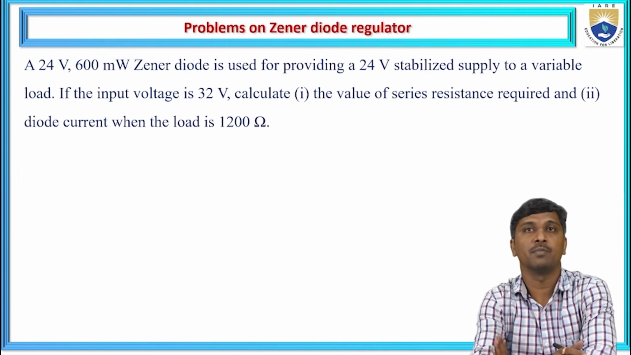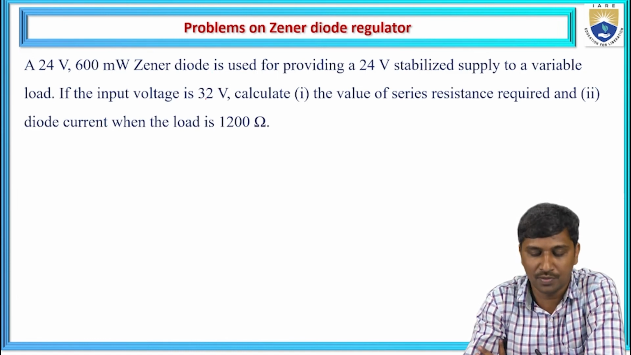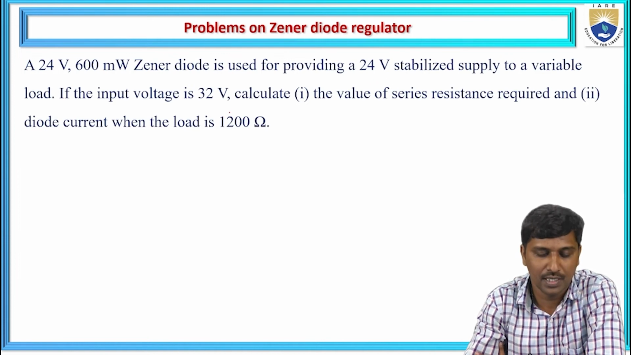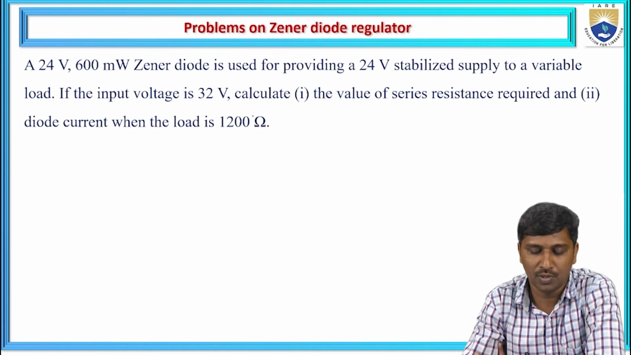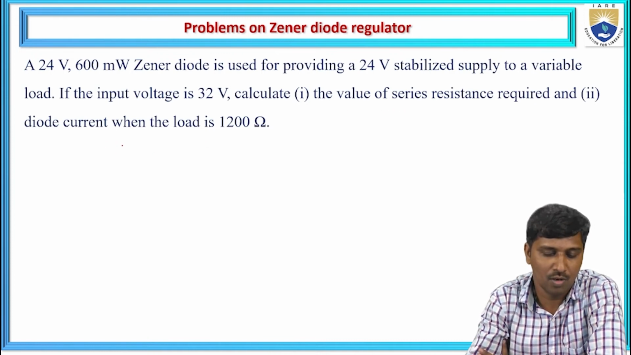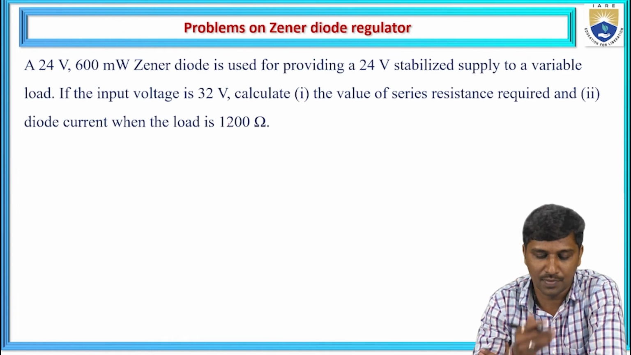Then again, one more problem we are going to discuss. A 24 volts 600 milliwatts Zener diode is used for providing a 24 volts stabilized supply to a variable load. If the input voltage is 32 volts, calculate the value of series resistance required and how much diode current flows when the load is 1200 ohms.